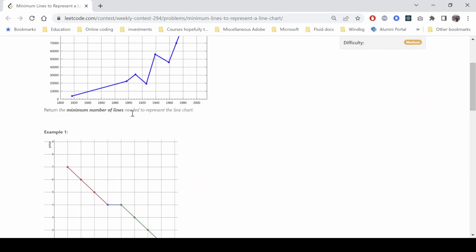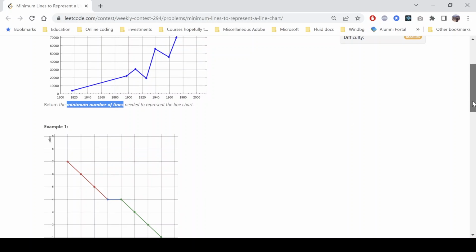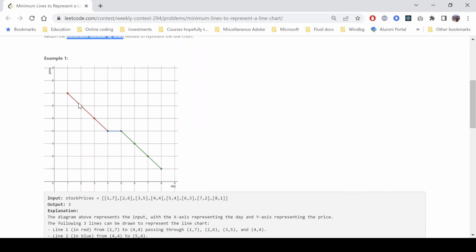So what it says is that we need to return the minimum number of lines needed to represent the line chart. If we look into the first example, we can see that though there are 4 points starting from 1, 2, 3, and 4, these 4 points can be connected by a single line. So it will just be a single line. Then that is represented by a red line.